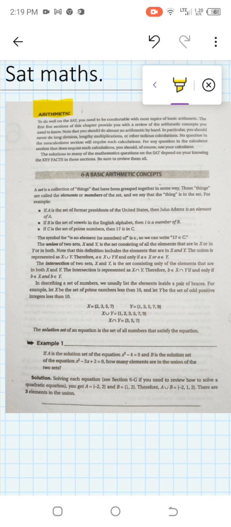Our first chapter is arithmetics. Arithmetics basically means the addition, multiplication, subtraction, or division of anything. It is a set of collections of things that have been grouped together in some ways. These things can be elements or members of a set. These are basically numbers, sets, or any members of any set which are added, divided, subtracted, or multiplied. For example, if A is a set of former presidents of the United States, then John Adams is an element of set A.